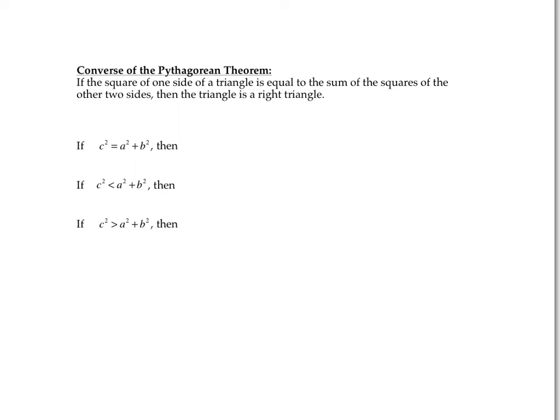Okay, so we know that if we are given a right triangle, we can use the Pythagorean theorem to find a missing side. But now we're going to take a look at trying to prove whether or not a triangle is a right triangle based on the sides. So it's kind of like working in reverse, because we have the converse of the Pythagorean theorem, which says if the square of one side of a triangle is equal to the sum of the squares of the other two sides, then the triangle is a right triangle. But we can take this a few steps further and not only prove that a triangle is a right triangle, if it's not a right triangle, we can prove that it's an acute triangle or an obtuse triangle.